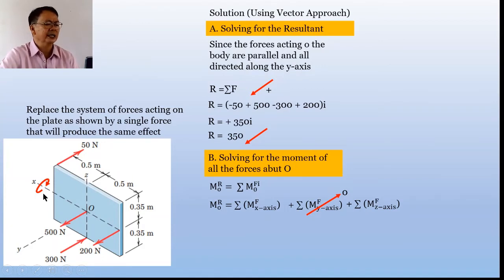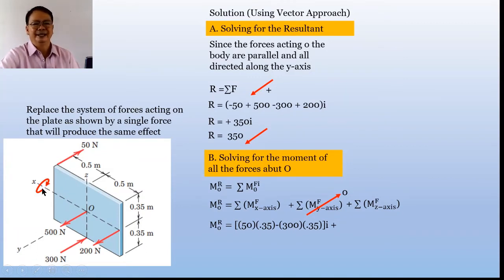Yung nakita nating arrow ito, yun yung turning effect. How these four forces are causing the turning effect about the x-axis. And that is, okay, tingnan natin, if we are to follow the right-hand thumb principle, itong direction ng arrow niya, yung kanyang turning effect, will indicate the positive moment that will be caused about the x-axis.